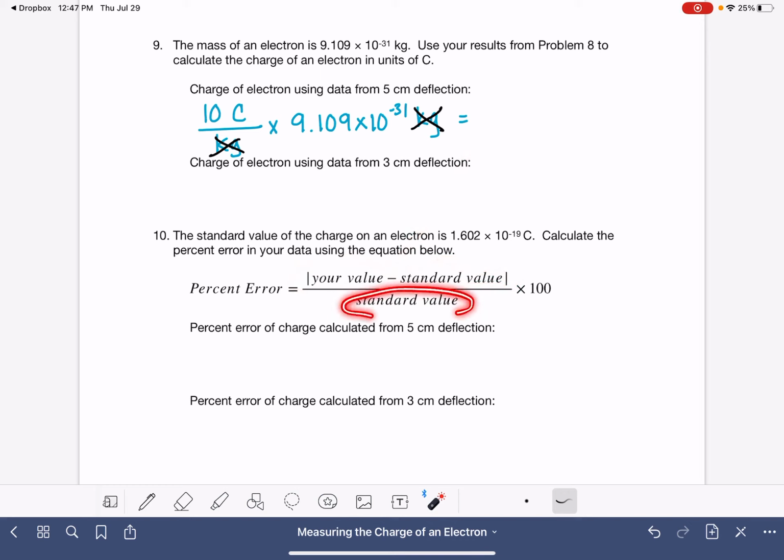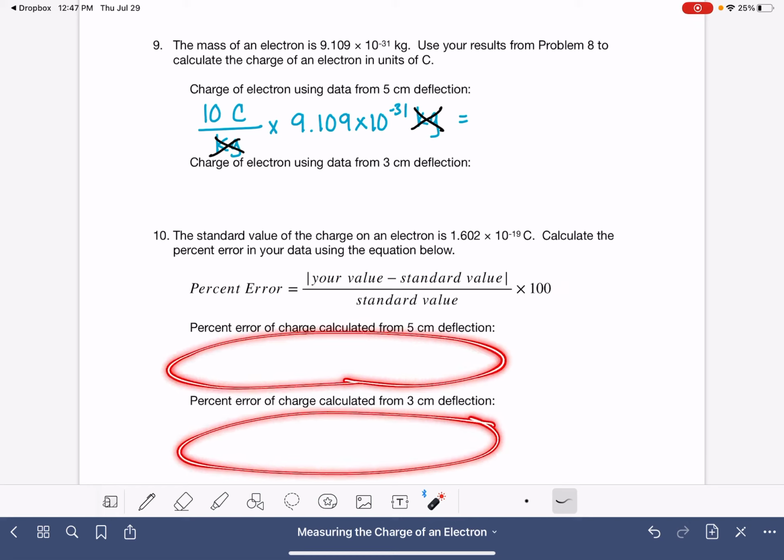And notice that the standard value is used twice in this equation. These bars represent absolute value. So whether this ends up being a negative number or a positive number, it doesn't matter. I want you to express this as a positive number. You're going to end up with a positive percent error, whatever it might be. You'll calculate it for the 5 centimeter and also for the 3 centimeter.